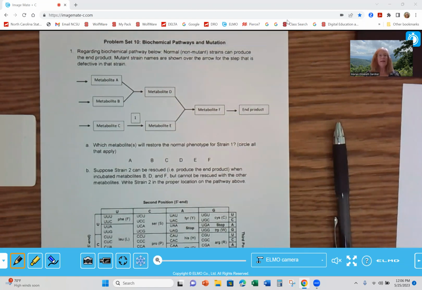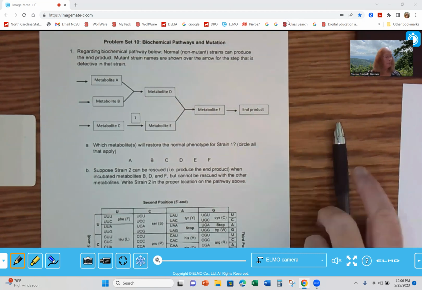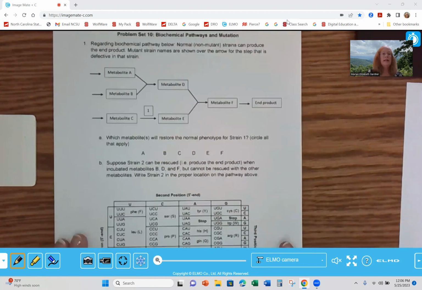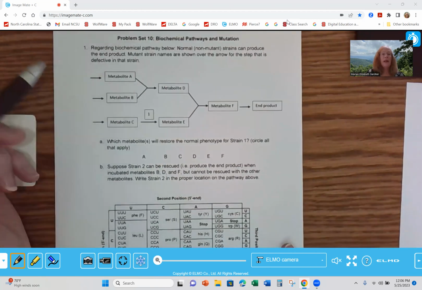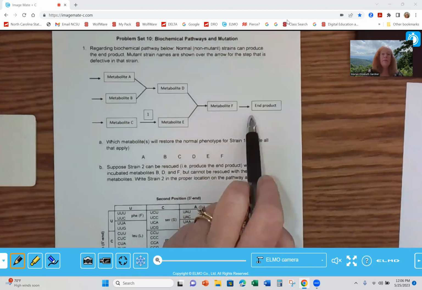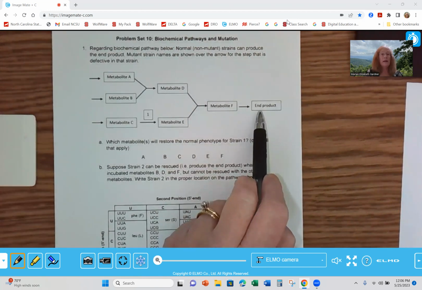So today our topics are biochemical pathways and mutation. We'll spend most of our time on the mutation part, but let's start off with one biochemical pathway problem. So as you can see, this is a branch pathway, and the normal strains can produce this end product. All of the mutant strains cannot produce their end product. They're defective at some step or another along the line.